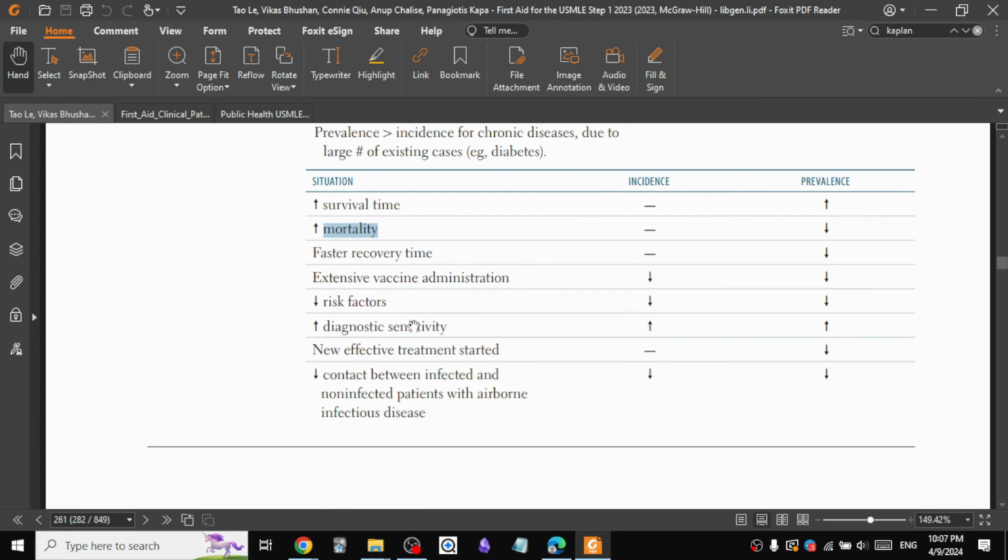Increase diagnostic sensitivity. Now if I increase the sensitivity, I'm casting a wider net, which means I'm increasing the incidence. Okay, I'll catch new cases easily. Thus, I'm increasing the prevalence.